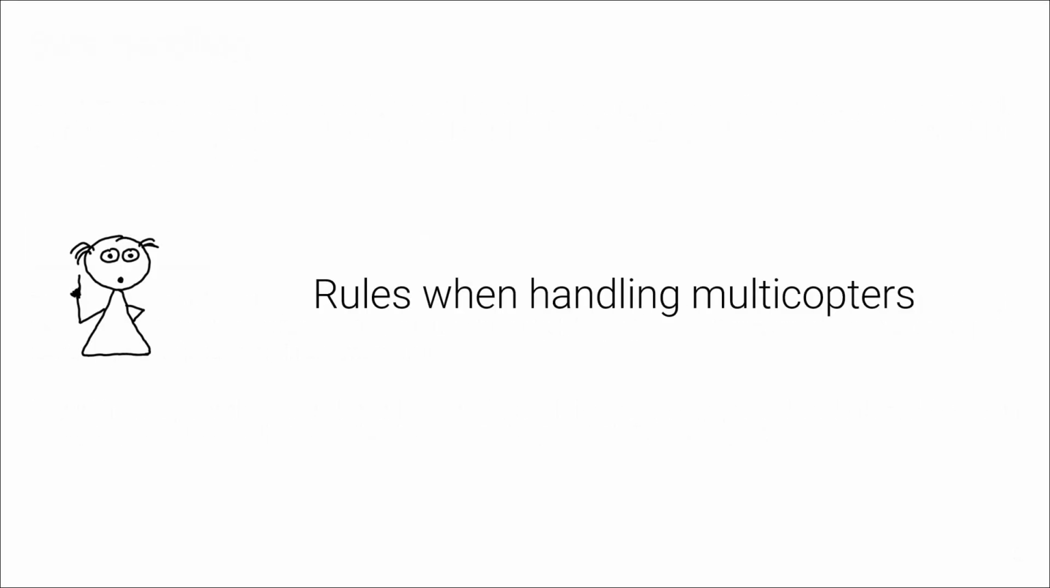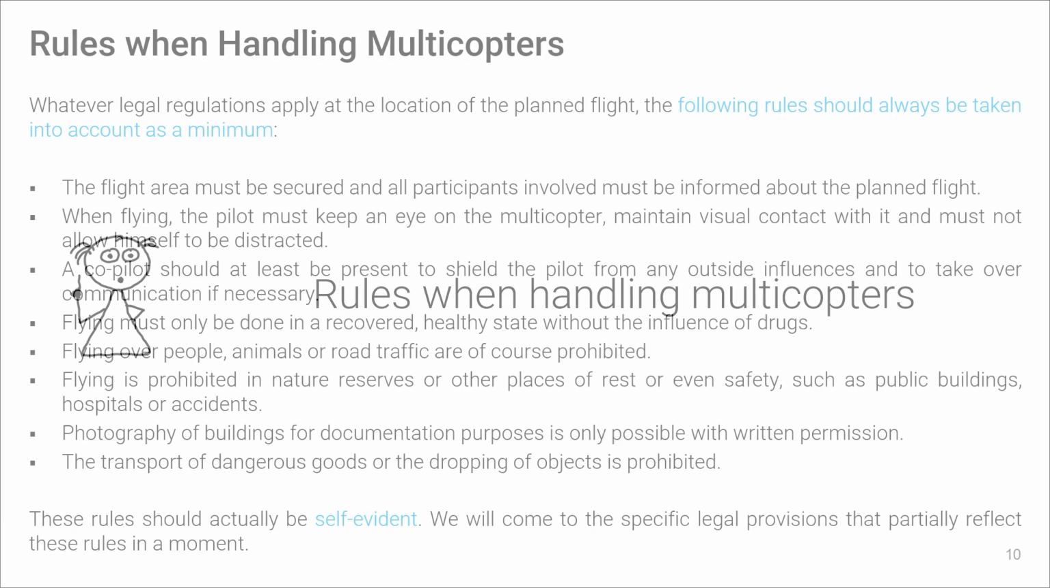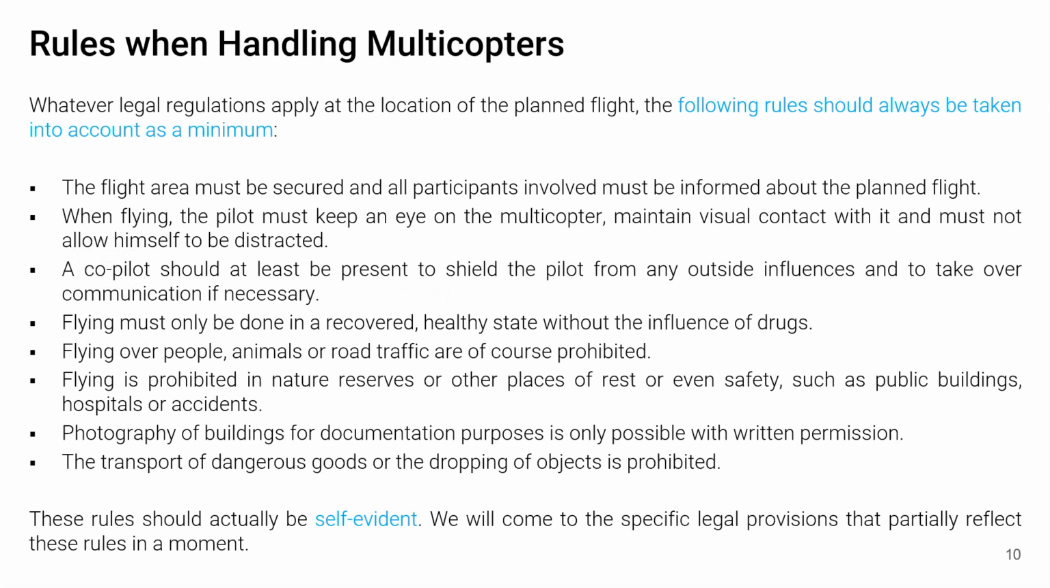Let's talk about the rules when handling multicopters. Whatever legal regulations apply at the location of the planned flight, the following rules should always be taken into account as a minimum. The flight area must be secured and all participants involved must be informed about the planned flight. When flying, the pilot must keep an eye on the multicopter, maintain visual contact with it, and must not allow himself to be distracted. A co-pilot should at least be present to shield the pilot from any outside influences and to take over communication if necessary.